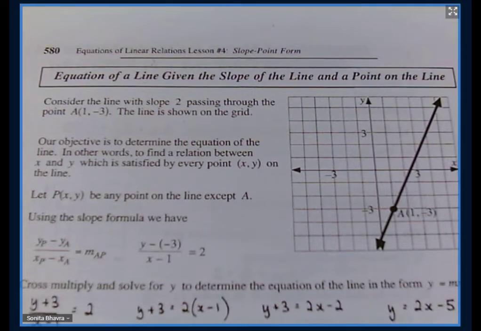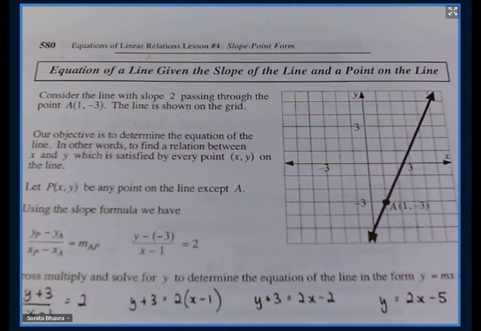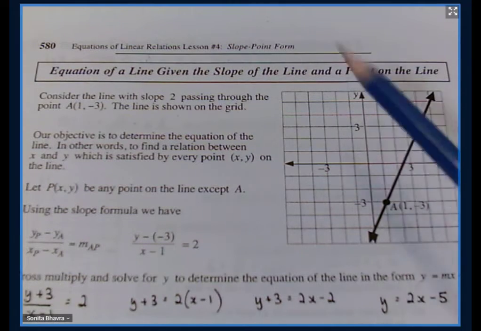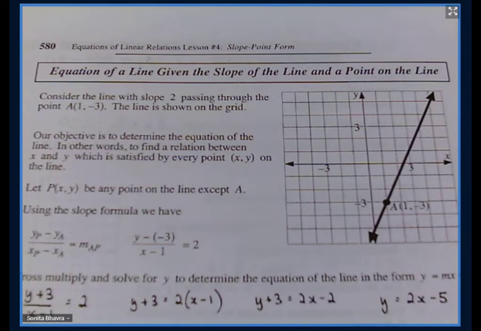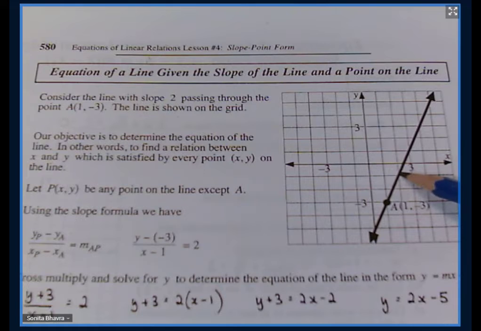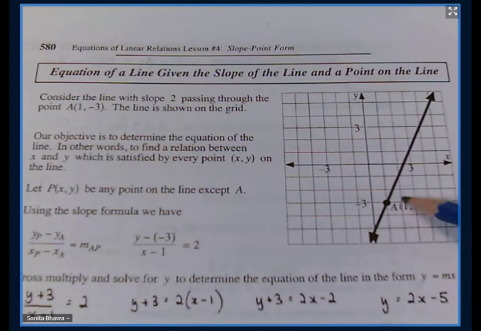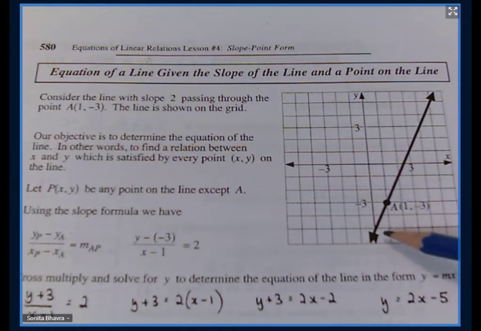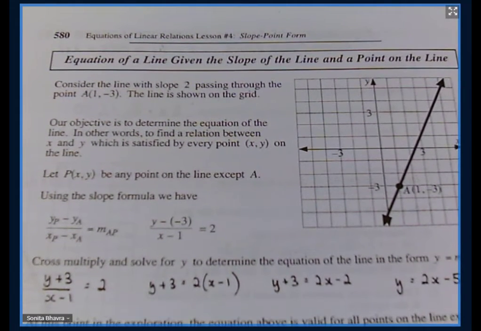Our next example is a line given to us, and we know that it has a slope of 2 and passes through a point A, 1, negative 3, which is shown right here. Double check our slope. We can use a point right here. Our rise is 2 and our run is 1. So 2 over 1, our slope is 2. What we're doing here is figuring out the equation of this line.